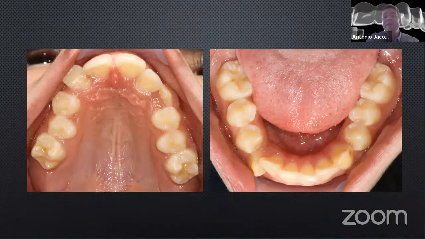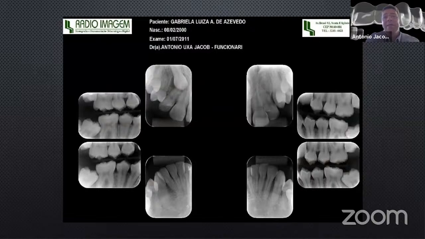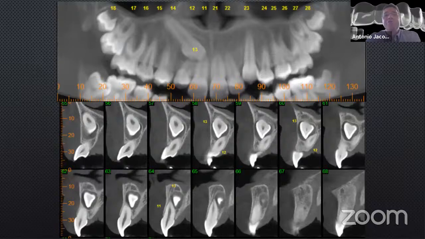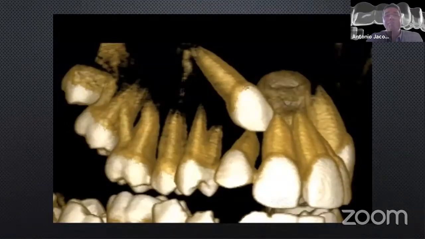And then these were the X-rays, the profile X-ray, and then a CT scan showing that the canine is touching the incisor, the lateral root, and it was between the lateral and central incisor. So if we do nothing, it will have a transposition or maybe a resorption on these incisors. So we just try to open a big space to bring this canine to the proper position.